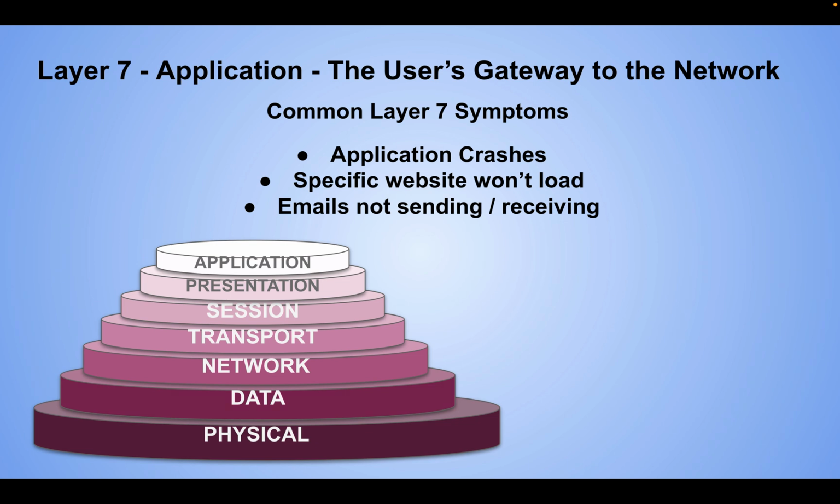Layer 7 problems are what users complain about most frequently. Software application crashes, a specific website that won't load even if other websites will, emails not sending or receiving. These are all direct failures of the application itself not performing its intended network function.